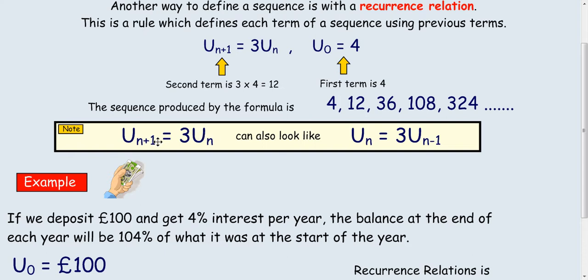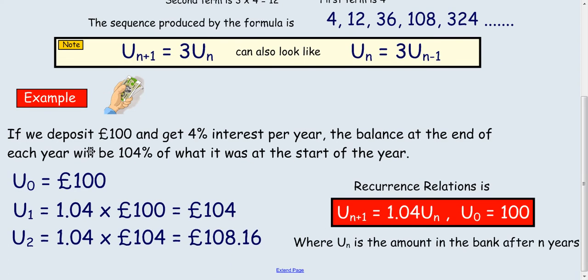Instead of having U of n here and then U of n plus 1. An example below: if we deposit £100 and get 4% interest per year, the balance at the end of the year would be 104% of what it was at the start of the year. That's just using your basic percentages from Intermediate 2 or National 5. So the recurrence relation to denote this would be to multiply by 1.04 every year. So the recurrence relation would be U of n plus 1 equals 1.04 U of n. The starting value would be £100.